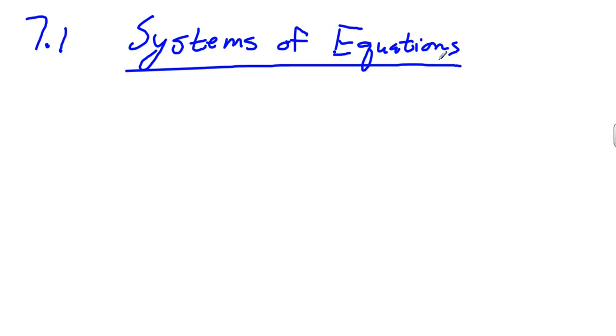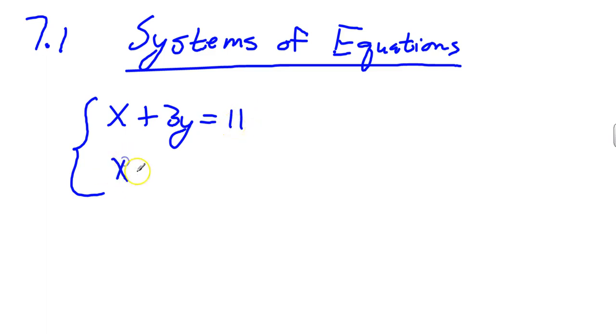But before we do that, let's show you what a system looks like. The way we're going to look at it in 7.1 is we're going to have two equations with two variables. So that's what a system is going to look like.